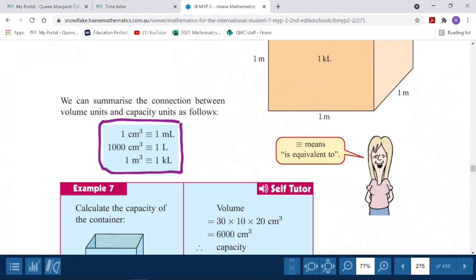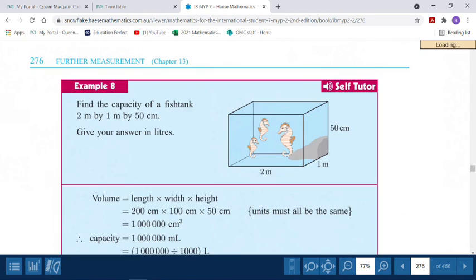Okay? Now, so then what you're going to be doing is you're going to be looking at converting some of these. Find the capacity of a fish tank, 2 meters by 1 meter by 50 centimeters. First of all, can anybody tell me what is horribly wrong with this that I cannot deal with right away? Meters, yes, there you go. The units aren't the same, right? Okay? So we'd have to either convert these to centimeters or this to meters. Does it matter? No. Not in the least.